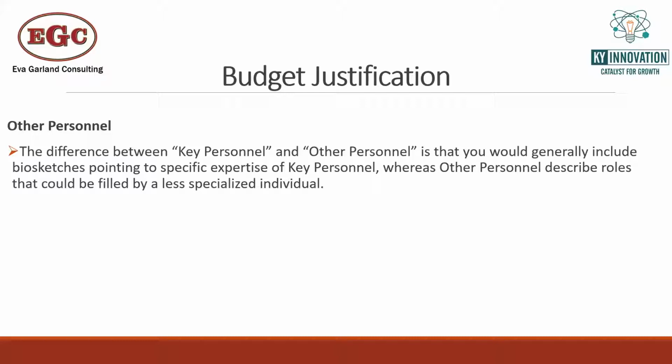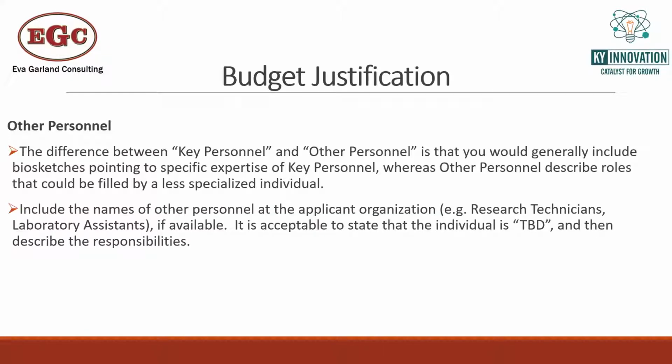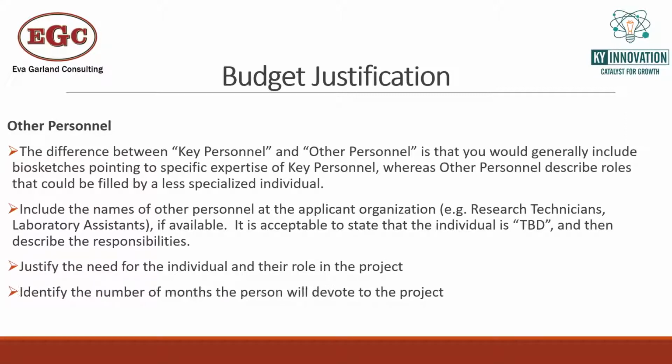Other personnel are individuals that you can hire at time of award, so lab technicians and other individuals. So in terms of filling out the other personnel section, if you have their names, that's great. If you don't, that's fine. You can just put position titles and describe exactly what role they're going to have in the project. Just like for your key personnel, you need to identify and justify how much time effort that person will need to devote to the project.